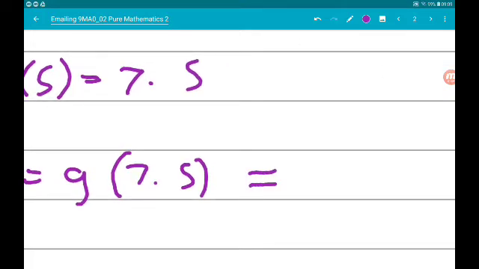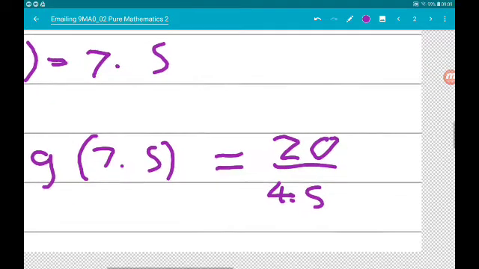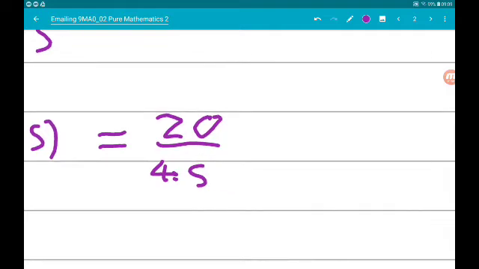Now that's going to give us 2 times 7.5 is 15, add 5 is 20, over 7.5 minus 3, which is going to give us 4.5. Now we don't really want a decimal in a fraction, so if we multiply the top and bottom by 2, we get 40 over 9. Cool.